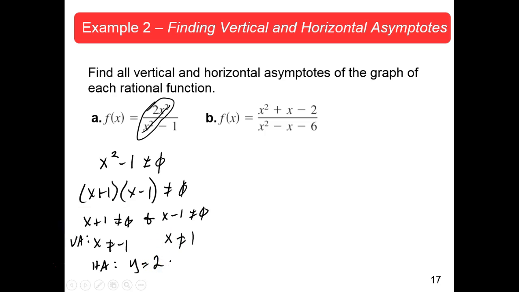At y is equal to 2. One and only one horizontal asymptote. If you got it through, I'll take it any time.